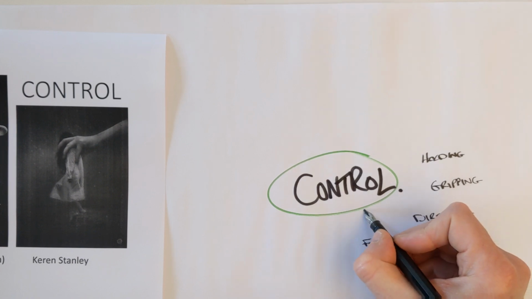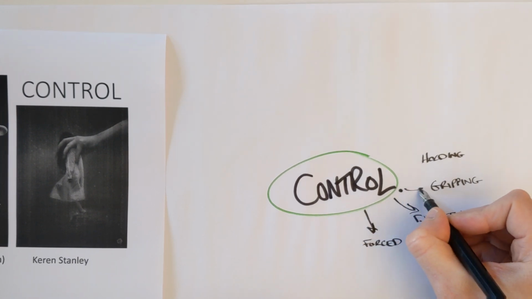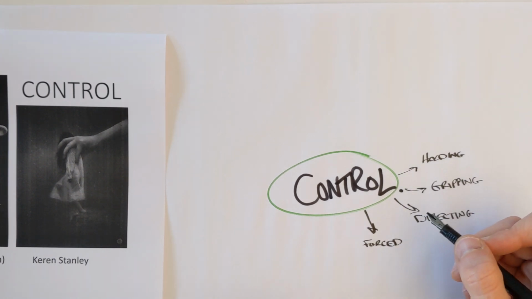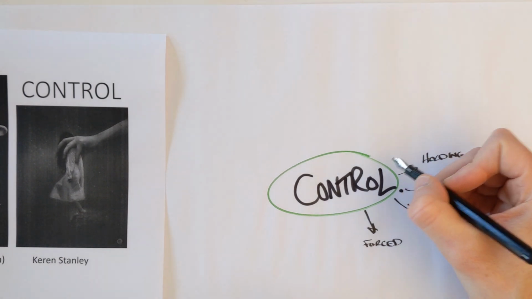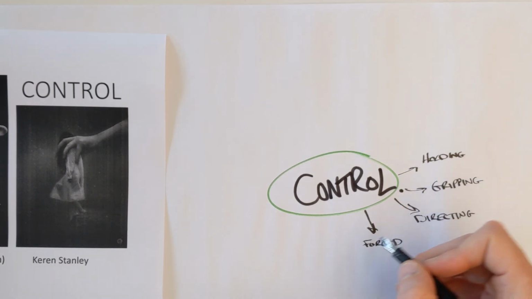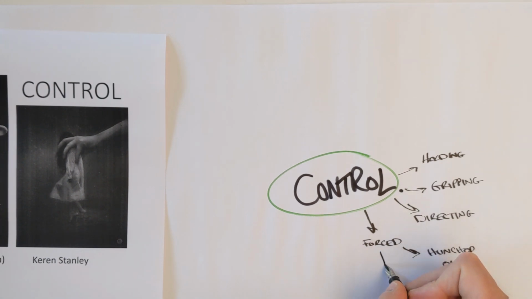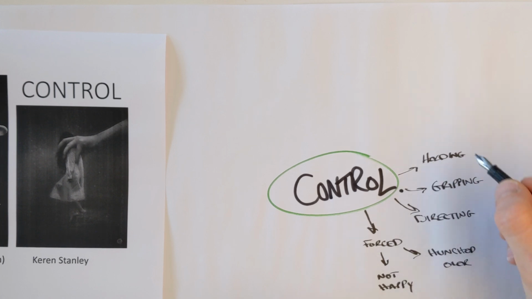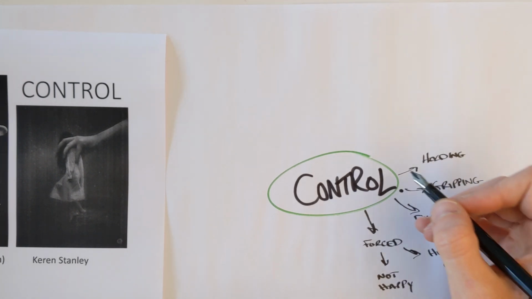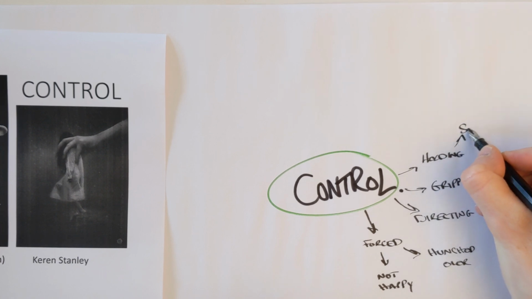now the sort of character doesn't look very happy about it. I'm not quite sure of the words to describe it, but I think holding, gripping, so if you're gripped and forced, you're going to be hunched over. You're not going to be happy about it. Not happy. What would be a better word? Maybe unhappy would be a better word. Or sad. Holding, gripping, directing. I suppose showing would be a good one here.